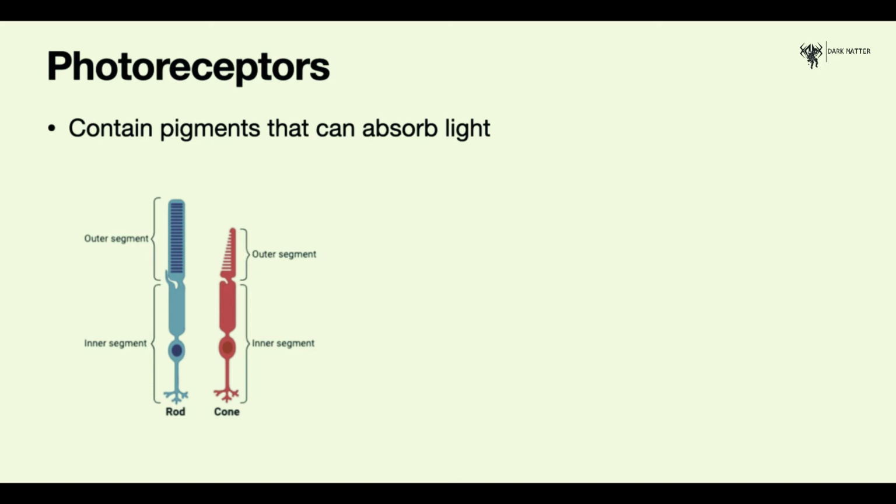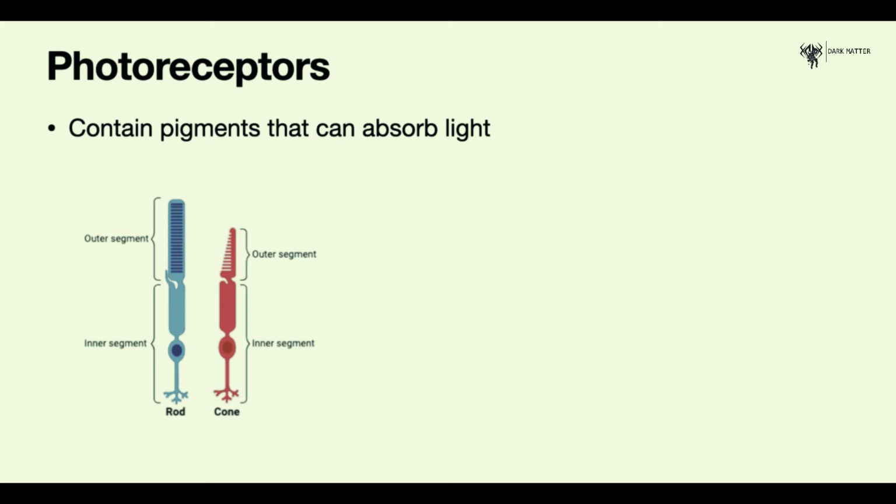So there are 2 types of photoreceptors in the eye, rods and cones. They look similar in that they both have this outer segment that contains the discs, and this is where the pigment is found. The inner segment consists of the cell body, the axon, and the synaptic terminal. So you can already notice that they look different from the typical neurons that we've seen before.